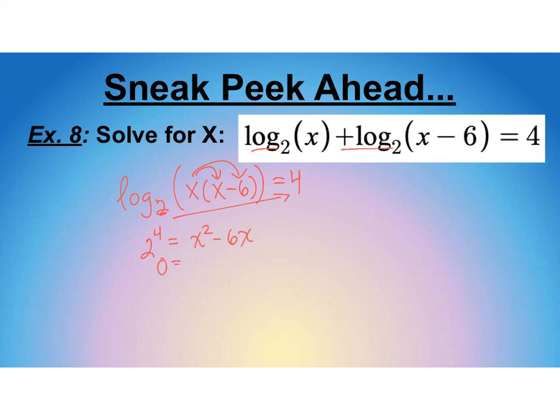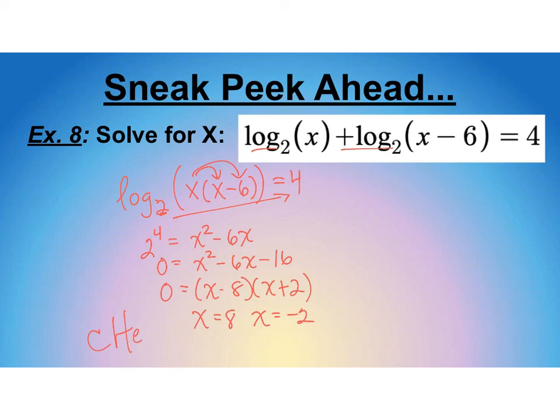And then I'm going to subtract the 16 over. And I have something that is factorable, so I'm going to factor it. I'm going to set each equal to 0 and solve. And then you do have to check your answers. Don't forget, some of them might be extraneous. I'm a little curious about the negative, so I'm going to check. You cannot take the log of a negative number. So we do have to reject that one.